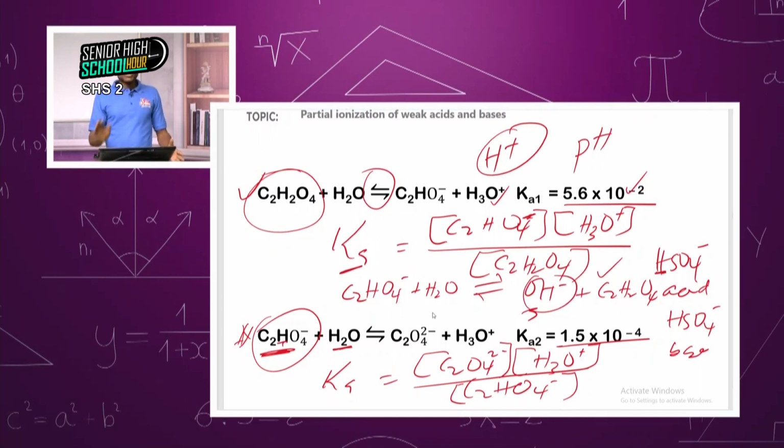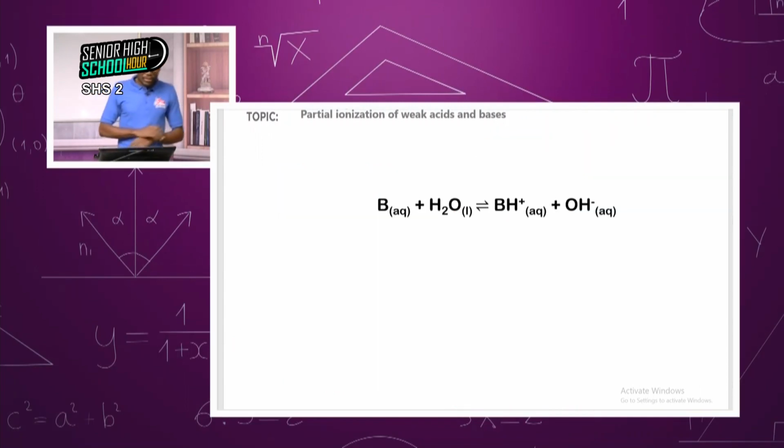So if it is a question, the question will tell you what to do. We can say: write the dissociation equation of C2HO4- ions behaving as a base in water. So if it is behaving as a base in water, then you have this. In that case, we will talk about Kb, that is the dissociation constant for weak base. That is our next thing to do.